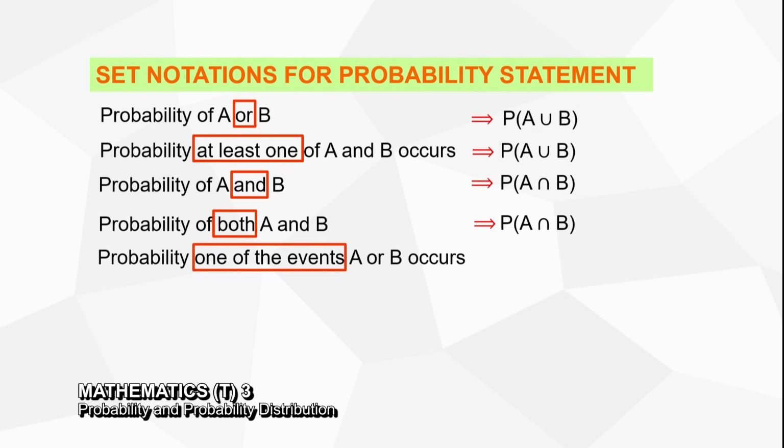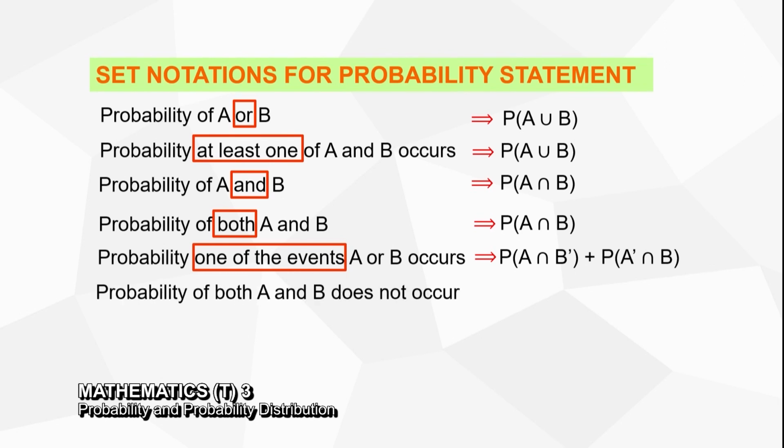Next, one of the events. The key point here is one of the events. That means only A occurs or only B occurs. Which can be shown by using the formula P(A intersection B prime) plus P(A prime intersection B).